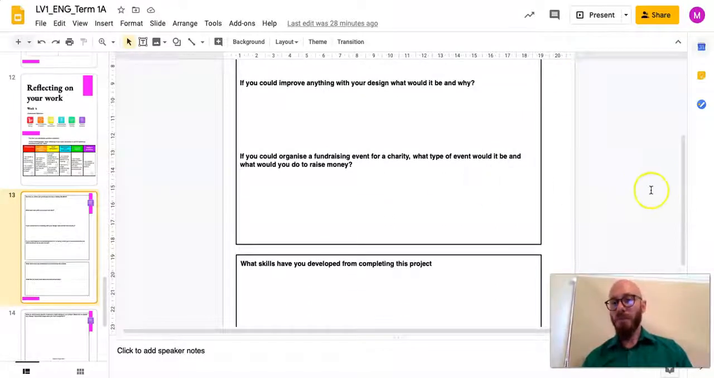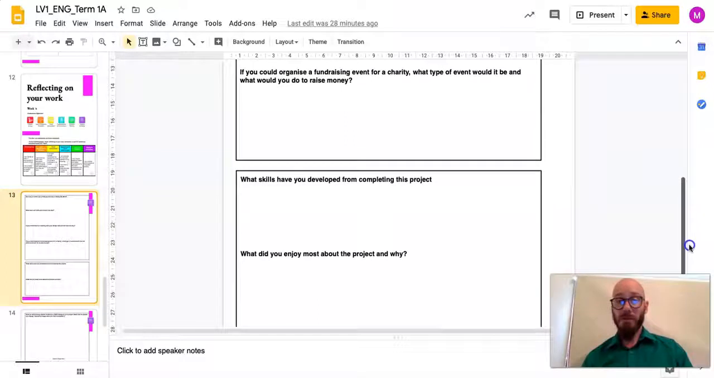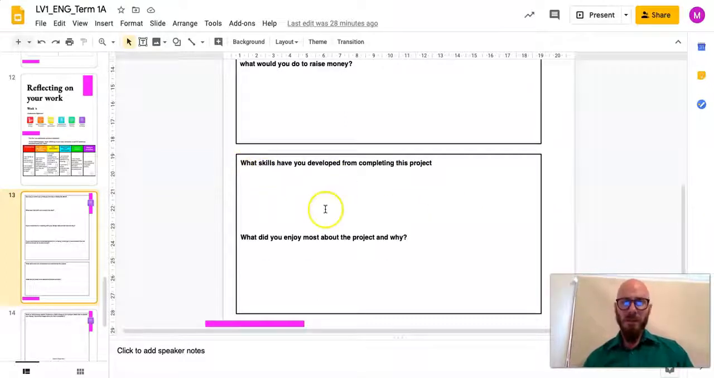If you could organize an event for a charity, what type of event would it be? How would you organize it? And then focusing on the skills you've developed and what you enjoyed most about the project.